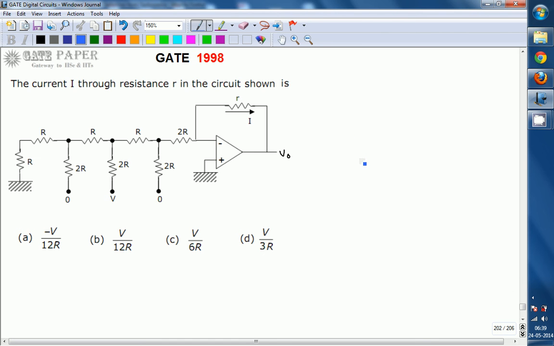Hello, we are discussing the GATE 1998 ECE paper, and this question is related to digital circuits. Look at the circuit diagram. The current I flowing through a resistance R in the circuit shown is, what is the value of I over here? This is the I value we are going to find out. Four options are mentioned, out of which one is going to be the right one.